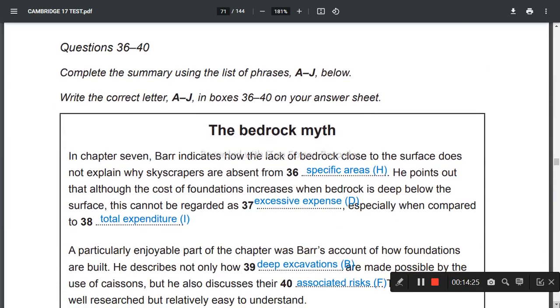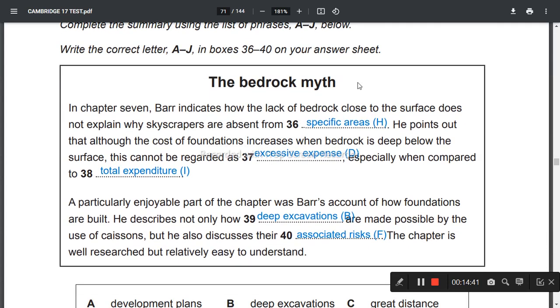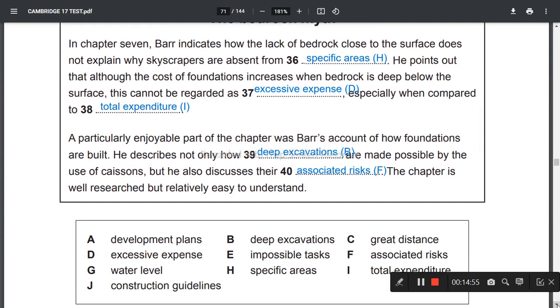Questions 36 to 40. Complete the summary using the list of phrases A to J below. Write the correct letter A to J in boxes 37 to 40 on your answer sheet. The bedrock myth. In chapter 7, Barr indicates how the lack of bedrock close to the surface does not explain why skyscrapers are absent from specific areas. H.